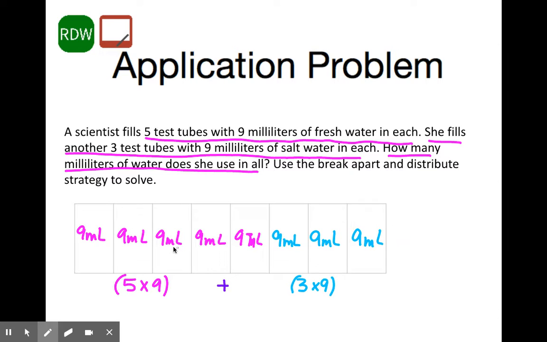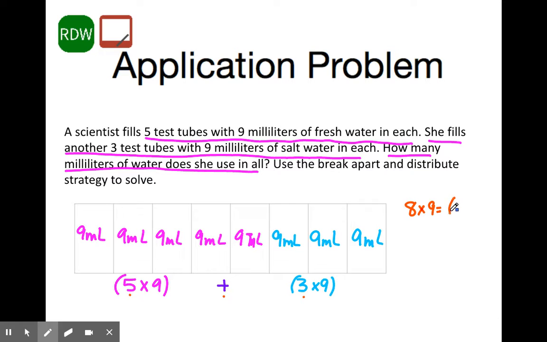Well, how many test tubes do we have altogether? That's exactly right. We have 8 altogether. So we technically have 8 times 9, or 8 groups of 9. And we're trying to figure out what is that. Well, we haven't learned our 8s and 9s yet, but we have learned our 5s and 3s. So we can break that 8 down into 5 plus 3.